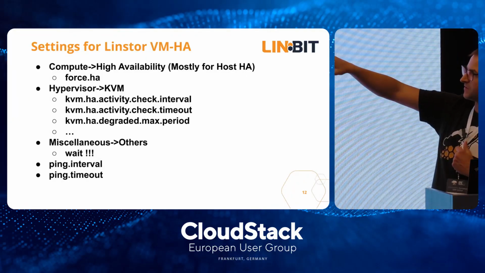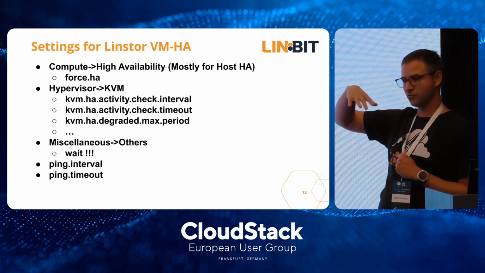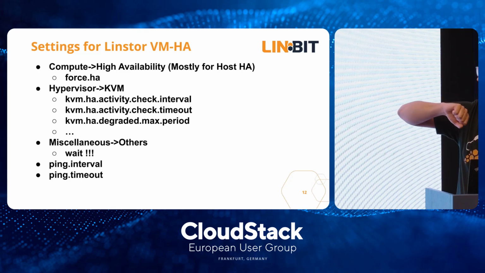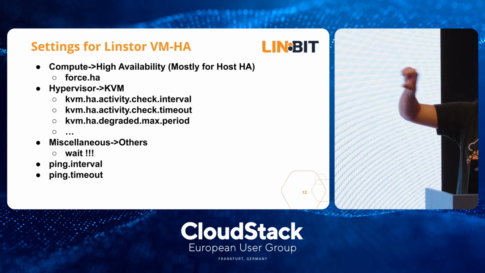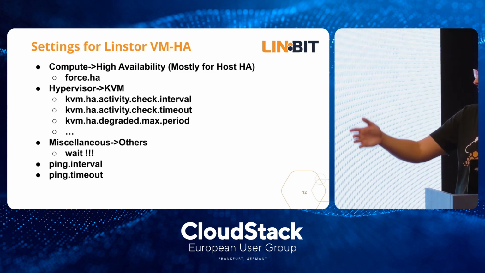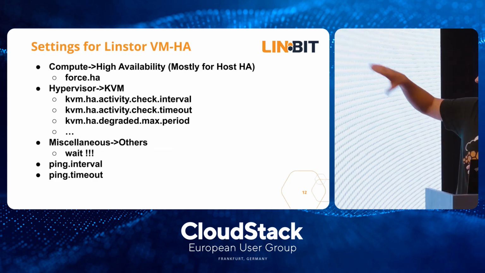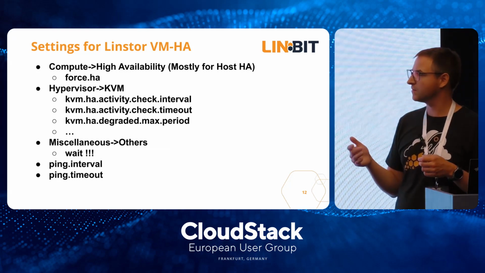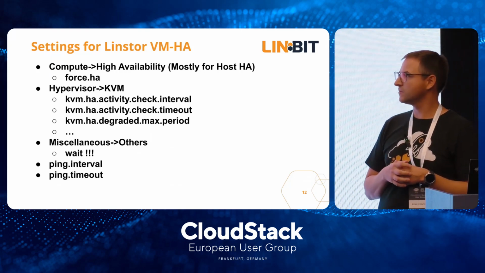The first setting, for a simple setup, is force HA set to true. It's a boolean, and then every VM in your setup will be handled as if it has HA enabled. If you want to do it properly, you would have a compute offering where HA is enabled, and use that for your VMs which have an HA offering, maybe for your customers. But for simple setups, you can just enable this one here, and then every virtual machine is handled as if it had HA enabled.